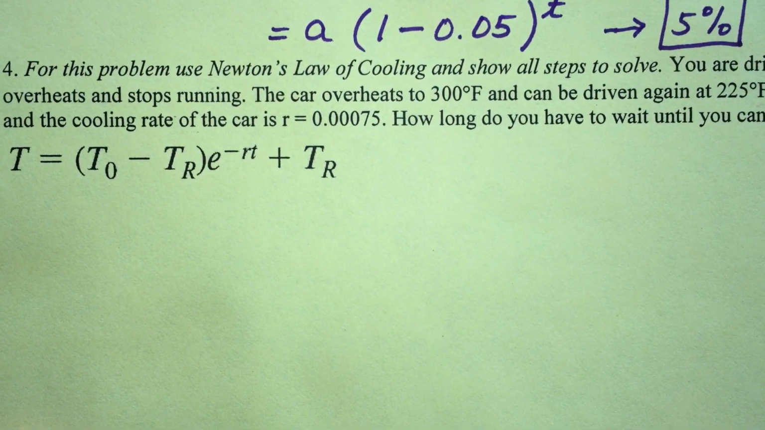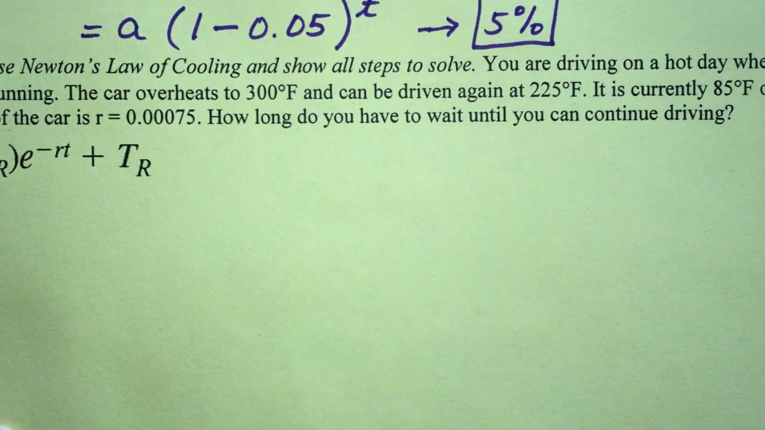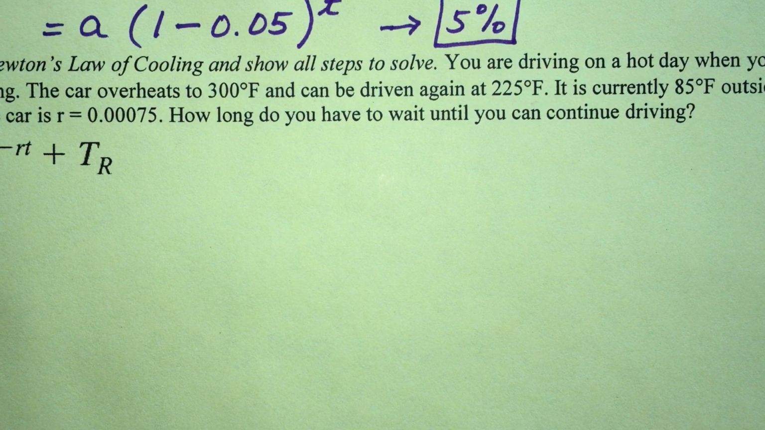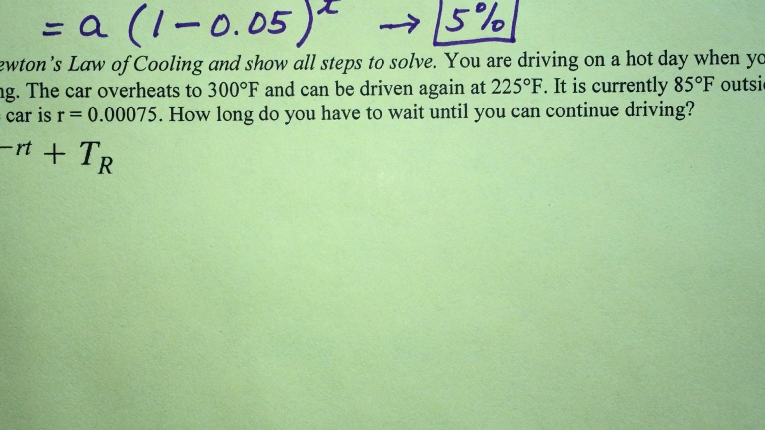Problem 4, we're using Newton's law of cooling and showing all steps. It says you're driving on a hot day when your car overheats and stops running. The car overheats to 300 degrees Fahrenheit and can be driven again at 225 degrees Fahrenheit. It is currently 85 degrees Fahrenheit outside, and the cooling rate of the car is 0.00075. How long do you have to wait until you can continue driving?